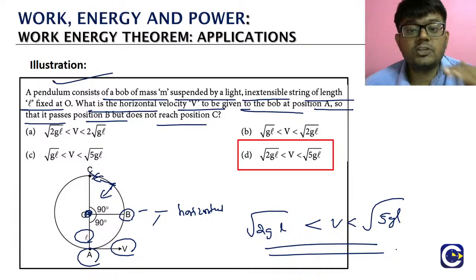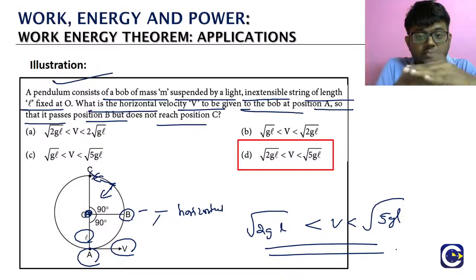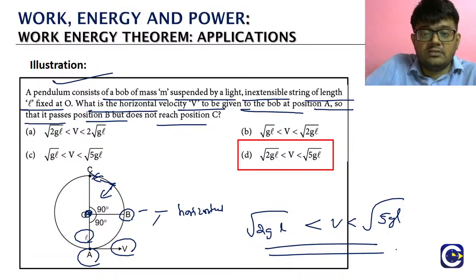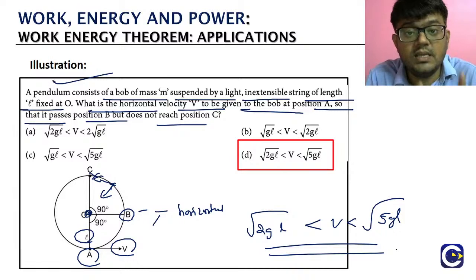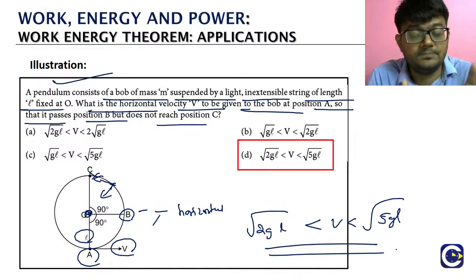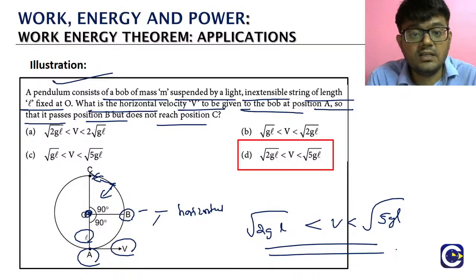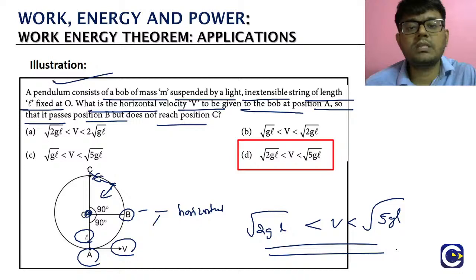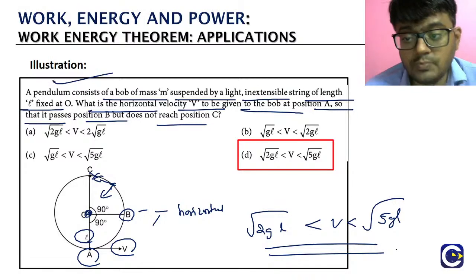When does slacking occur? It should cross the horizontal point. If we don't cross that point, that means we are giving a velocity less than or equal to root 2gl. Then the point B is not reached, and somewhere in between it reaches a stage where the velocity is zero. So there will be oscillations. From root 2gl up to root 5gl, somewhere in between we reach the slacking point. If the initial velocity is more than or equal to root 5gl, complete circular motion or looping will happen.